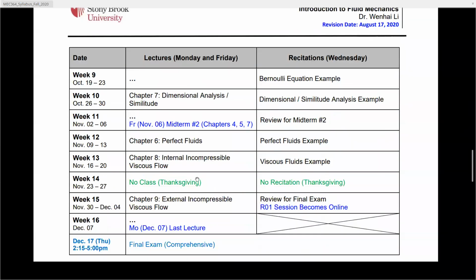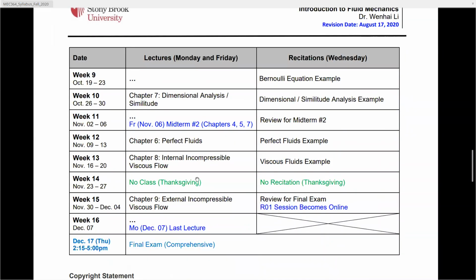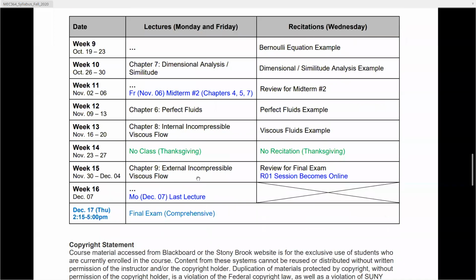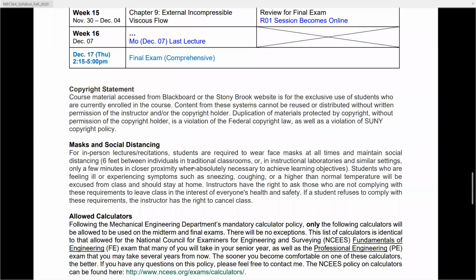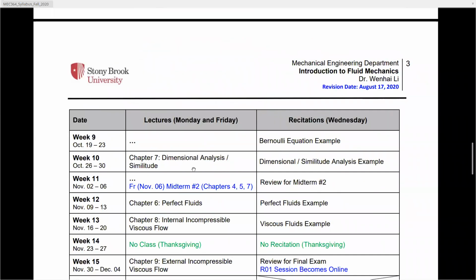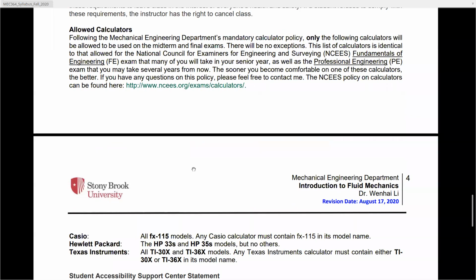The final exam will be held on December 17th, on Thursday, between 2:15 and 5 p.m. Please check your schedule to make sure that there is no conflict between this exam and your schedule. The final exam will cover all the contents of the book. There are also some other school policies on the syllabus, so please read it. This is the main content of the syllabus.